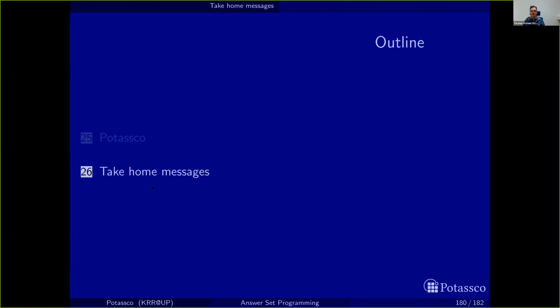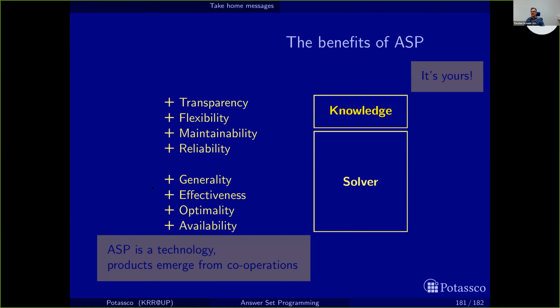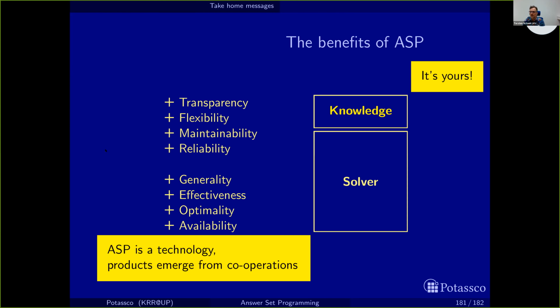What are the take-home messages? So first of all, I think the benefits really start with this distinction between what is your problem? Tell us what it is, describe it on a high level. That's where the knowledge is. And then you have a generic engine, a solver that knows how to find the solution, right? The important thing is the knowledge is yours. That's more or less the users, and that's where it comes from, right? But ASP is a technology, and you still have to model it, and specific products or solutions emerge only normally from cooperation, from combining ASP with your problem.